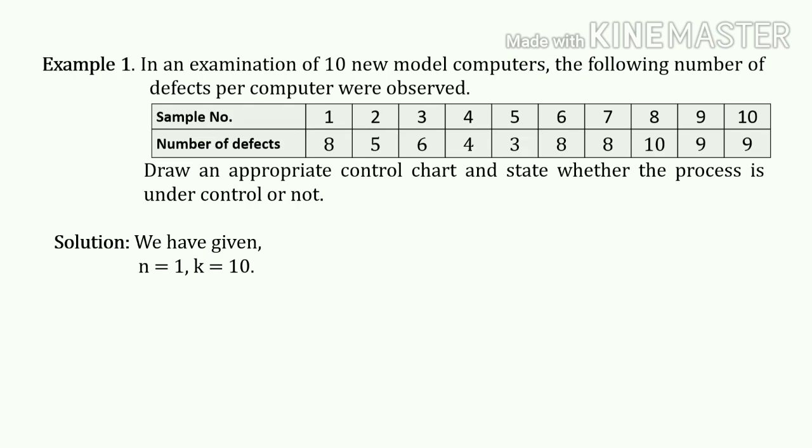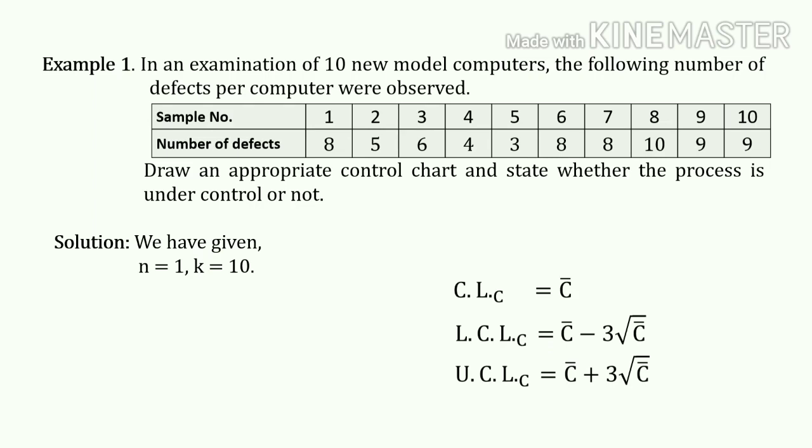As we have been given the number of defects, the appropriate control chart in this situation is the C chart, because each sample contains only one observation and the number of defects is given. So we know the control limits for the C chart: CL is C bar, LCL is C bar minus 3 root C bar, UCL is C bar plus 3 root C bar.